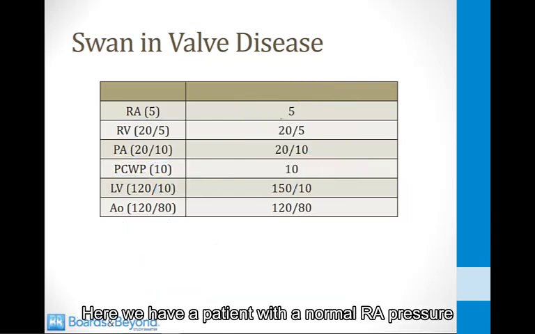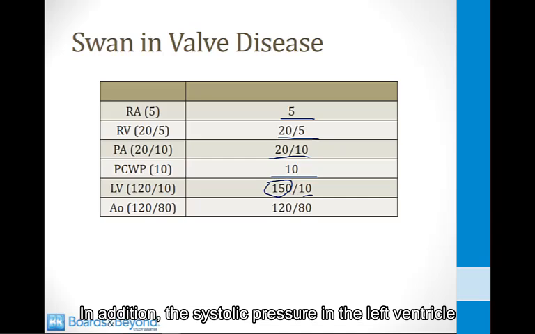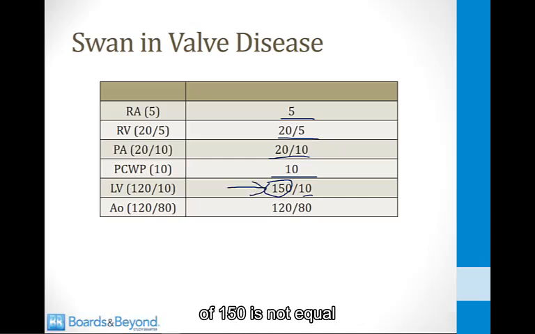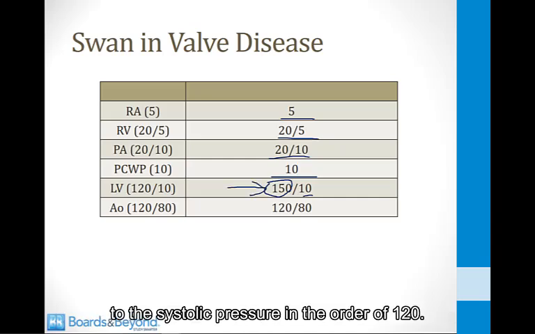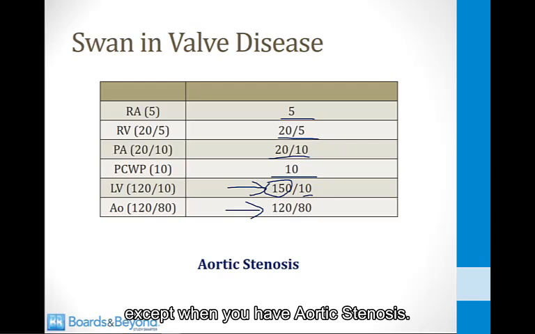Here we have a patient with a normal RA pressure, normal RV pressure, normal pressure in the PA, and normal wedge pressure. However, when we get to the left ventricle, the diastolic pressure is normal, but the systolic pressure is increased. In addition, the systolic pressure in the left ventricle of 150 is not equal to the systolic pressure in the aorta of 120. This should never happen except when you have aortic stenosis.